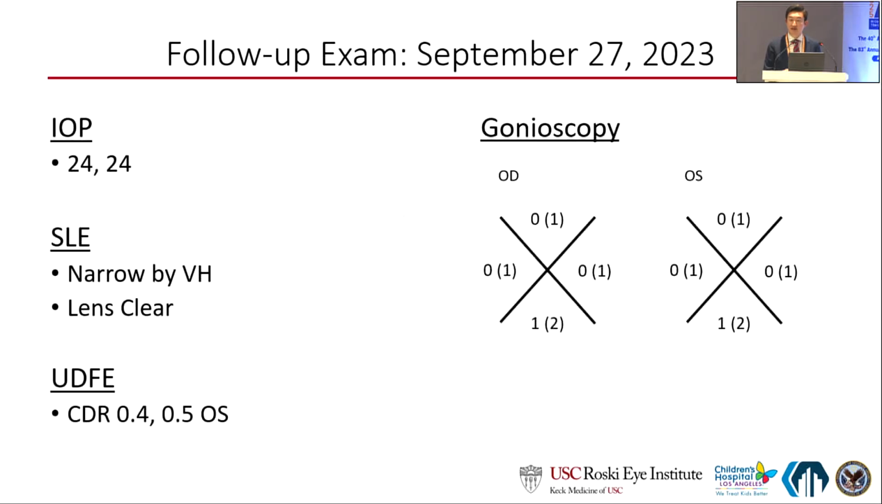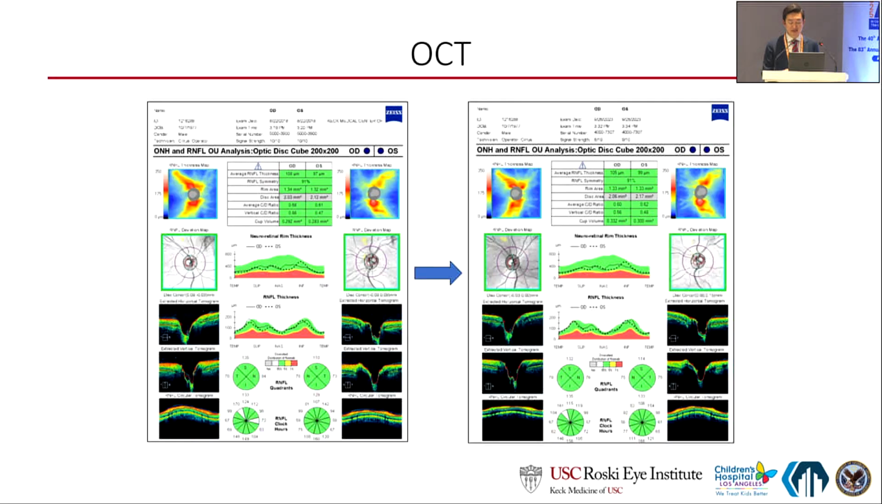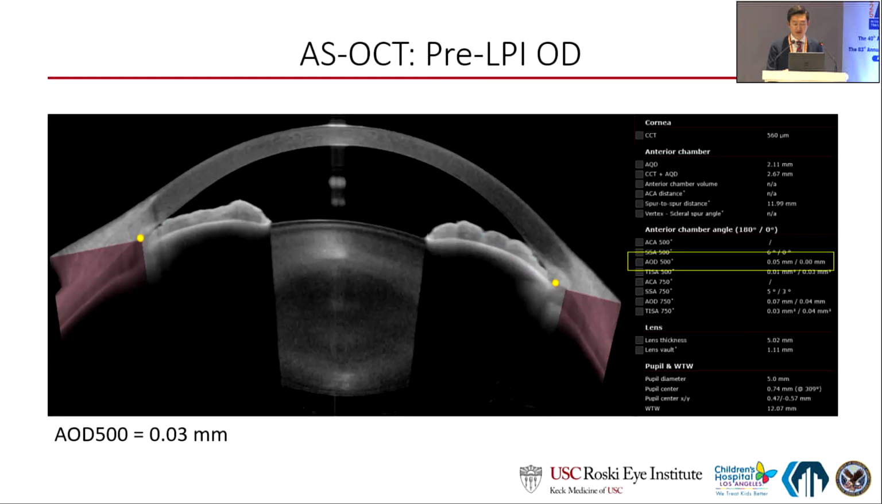So fast forward a couple years, now it is September of 2023, and he comes in for the first time with elevated intraocular pressure of 24 in both eyes. The rest of his exam is unchanged. We can see here that his OCT RNFL thickness remains full and unchanged despite the change in IOP.